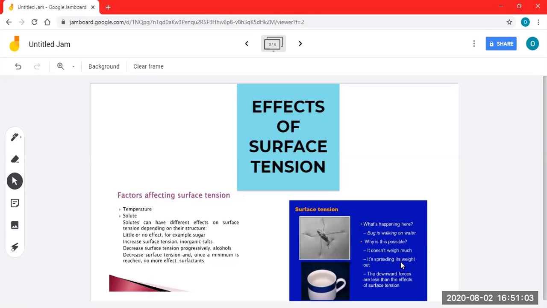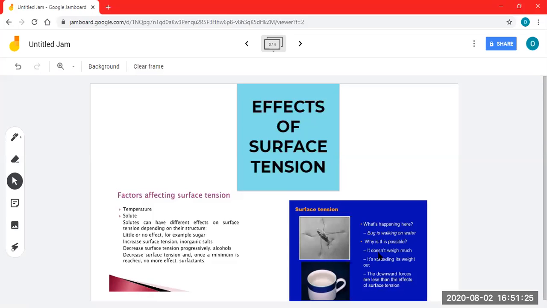It's spreading its weight out. Then the downward force is less than the effect of surface tension. This is the reason why a bug will walk on water. It doesn't have that much weight.